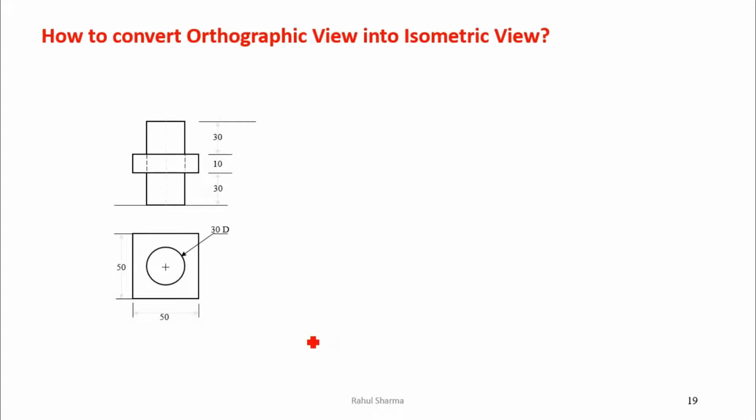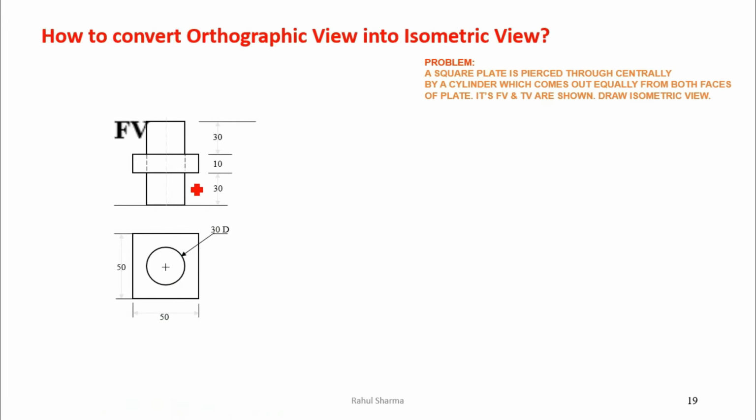Now we will solve one question. Let's say front view and top view is given. We have to think. Now you can see here there are two hidden lines. So you can see it will have a square slab at the mid. So first we will start with the square slab.